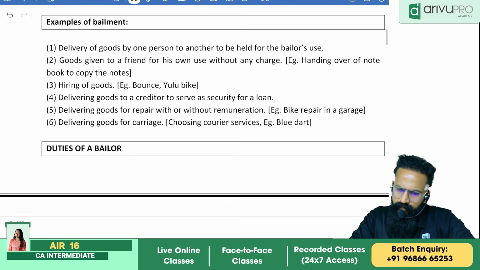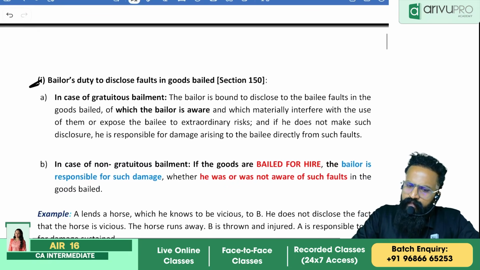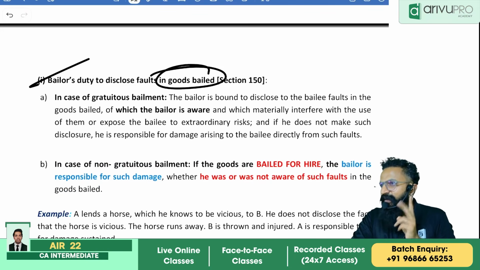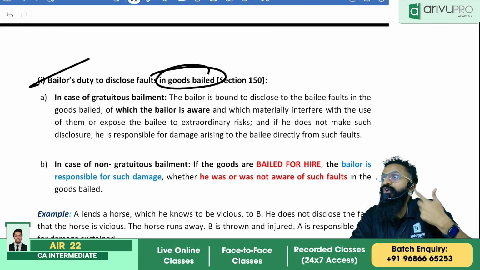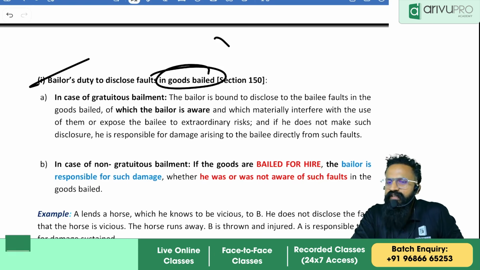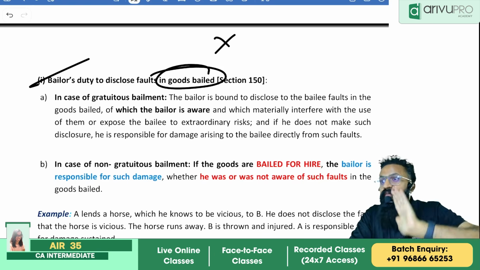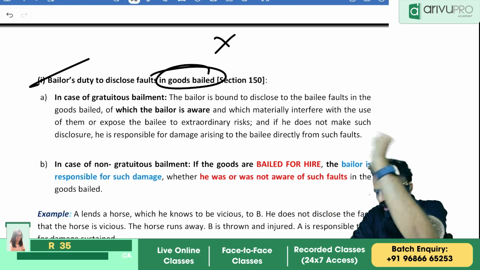Next one, return of goods. Duties of a bailor. What are the duties of a bailor? The bailor's duty is to disclose faults in the goods bailed. Now, people, there are two types of bailment. Should I disclose every fault? In the case of gratuitous, free bailment, I will disclose only the faults known to me. Unknown to me, I am not liable. In non-gratuitous, whether you know it or not, for any loss suffered, you are liable.